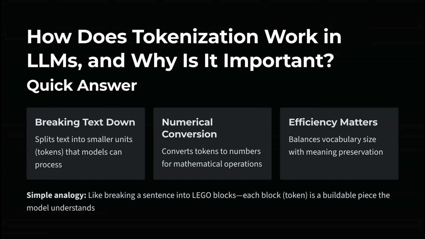We split the text into these blocks, turn each block into a number the model can process, and keep the vocabulary balanced so the model stays efficient without losing meaning. Think of it like turning a sentence into Lego pieces. Smaller pieces give the model flexibility, but too many pieces make things slow.